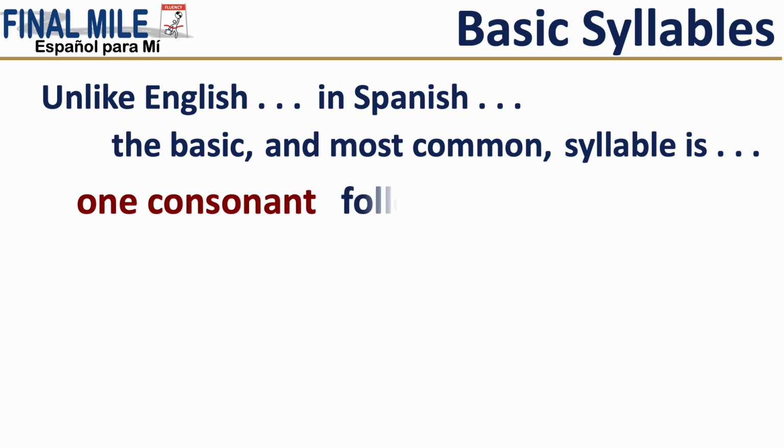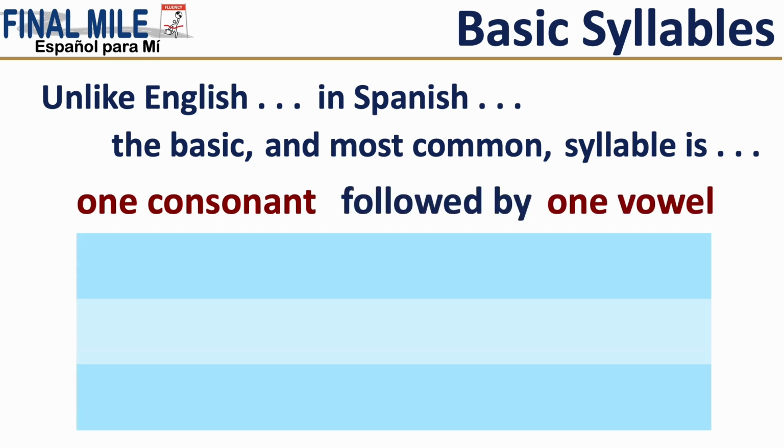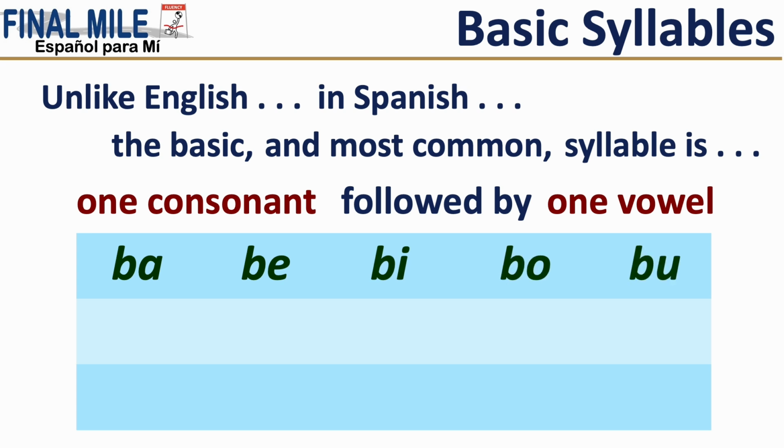So in English, most of our syllables do not end in a vowel. They end in a consonant. So that's also another contributor to the different sounds of the languages. So in Spanish, the basic syllable and most common syllable is one consonant followed by one vowel. We have 5 vowels. So each consonant generates a set of 5 basic syllables.